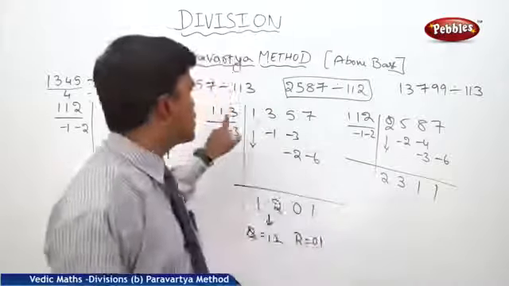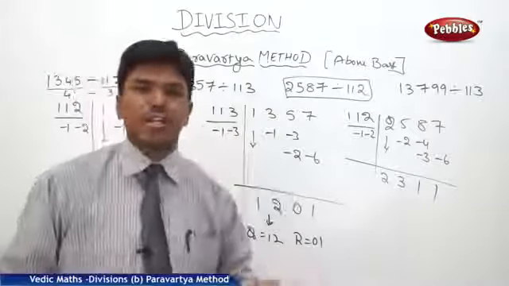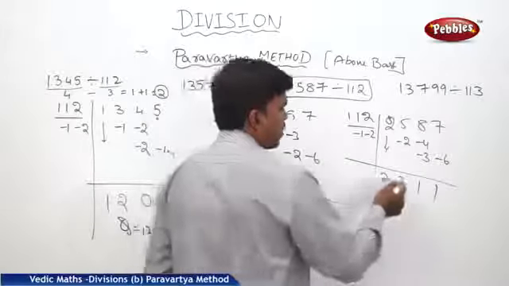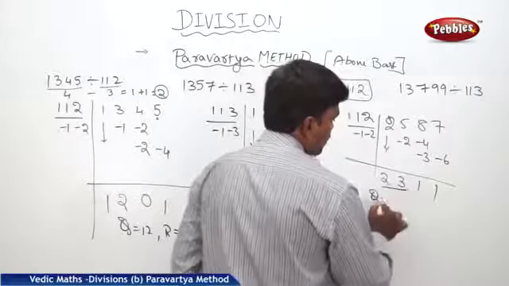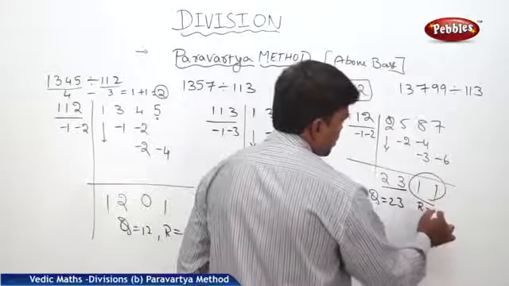Suppose here the number of digits in the dividend is 4, and the number of digits in the divisor is 3. So 4 minus 3 plus 1. So how much? 2. So the left 2 digits will be our quotient, that is 23. And the remaining part will be our remainder, that is 11.